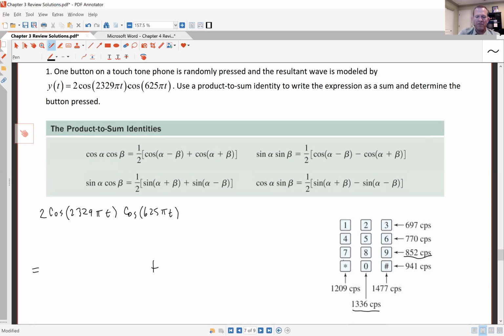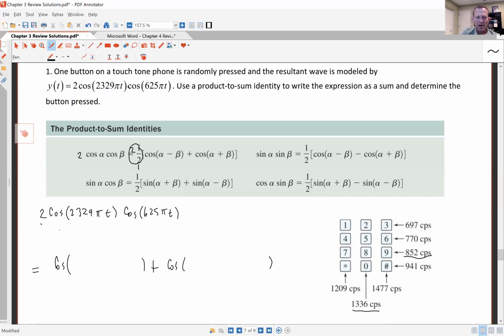Okay, so first off, notice how the 2 is in front of this. So if we came along to one of these formulas, cosine, cosine, which is the first one here, and put a 2 in front of it, you would multiply this by 2, and then those would just become a 1. So we have cosine of alpha minus beta plus cosine of alpha plus beta.